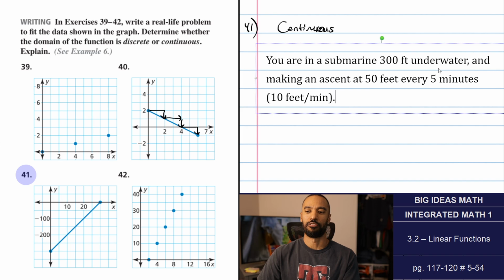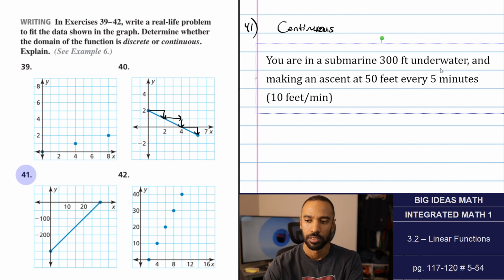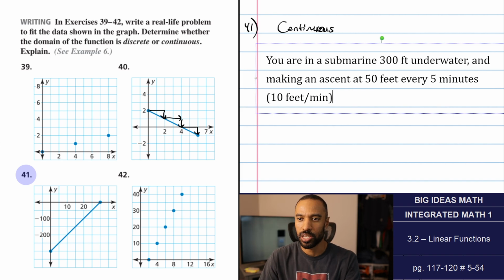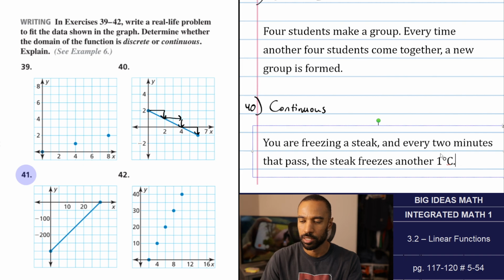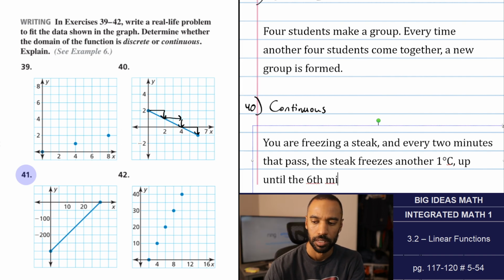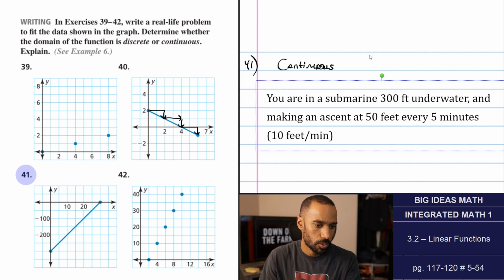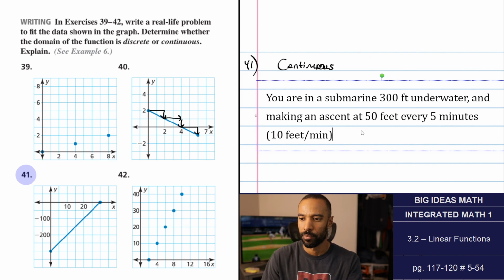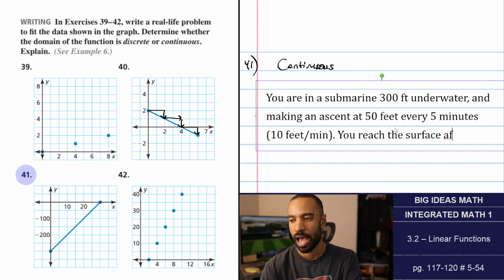10 feet every minute, so a slow ascent of that up until, oh, and by the way, I should have said that for the steak, up until the 6th minute. Now for this one, up until the 10, 20, 30th minute. You reach the surface after 30 minutes.